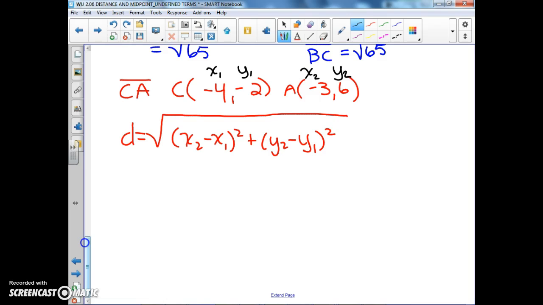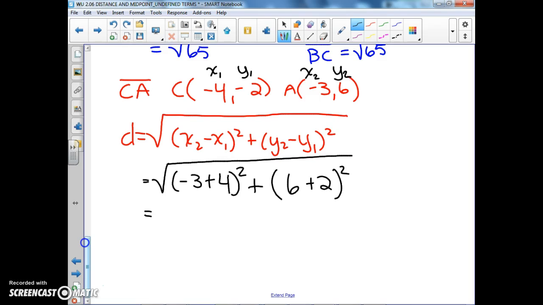So now I have x2, which is negative 3. So negative 3 minus x1, which is negative 4. So that's negative 3 minus a negative 4, which changes it to negative 3 plus 4. And then I square it, add y2 minus y1. My y2 is 6. My y1 is negative 2. So that's 6 minus a negative 2, which changes it to 6 plus 2. And then I square it.